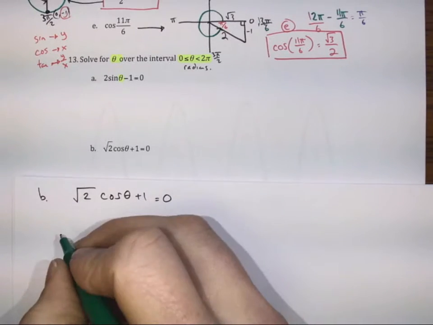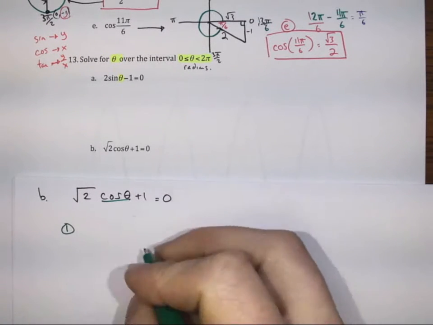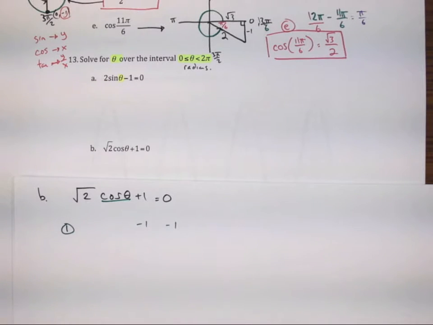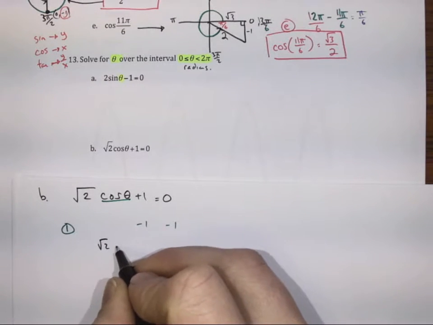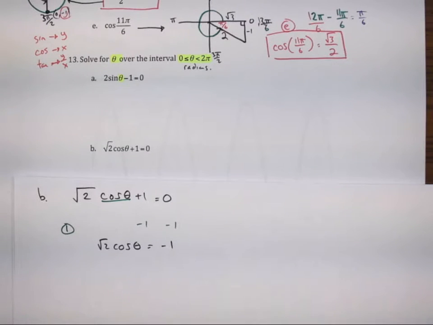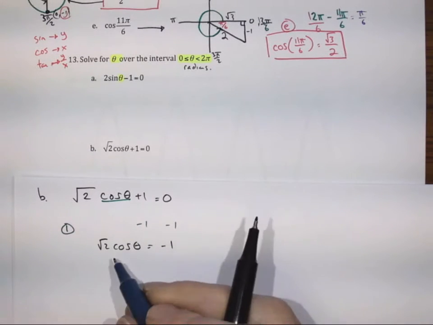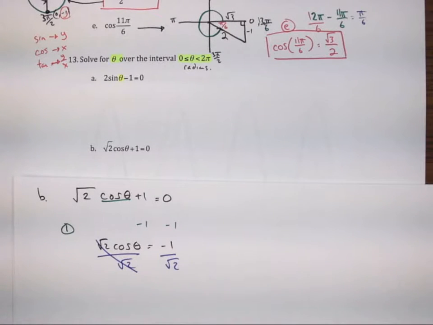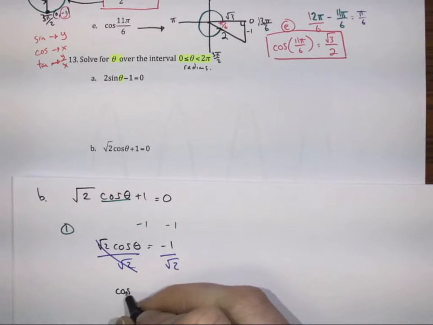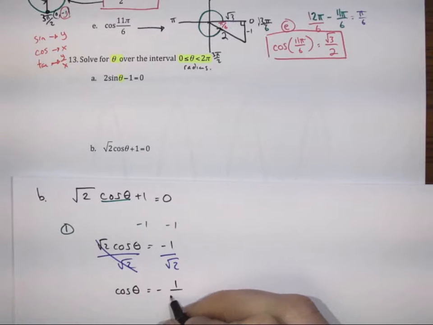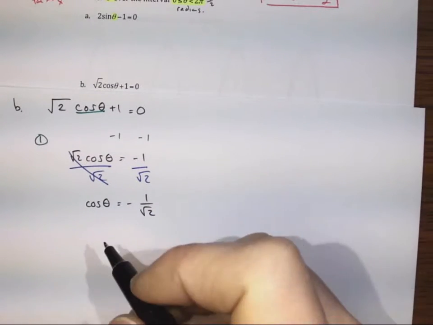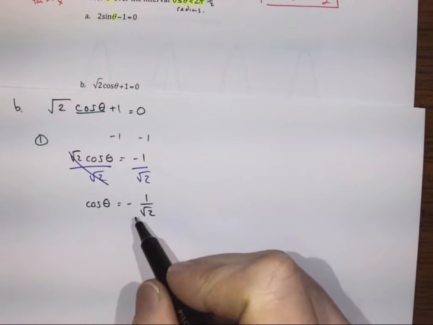Okay, so step 1, we're going to isolate our trig ratio. We'll take away 1 from both sides, and that's going to give us root 2 cos theta is equal to -1. And then we'll divide by root 2, divide by root 2. And that gives us cosine theta is -1 over root 2. Okay, so there's our trig ratio isolated.